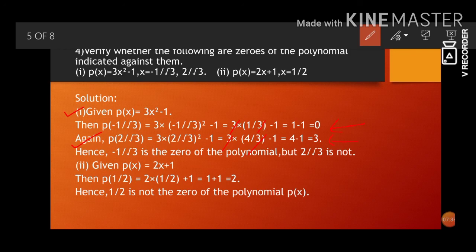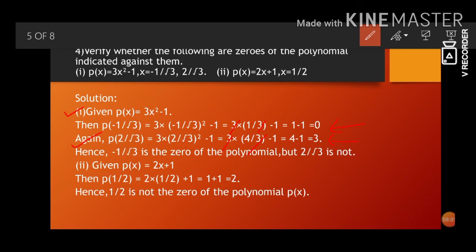So we have to indicate whether the given values of x are zeros of the polynomial or not. From the first value we can see that p(x) becomes 0. So we can write −1/√3 is a zero of the polynomial, whereas 2/√3 is not a zero of the polynomial.